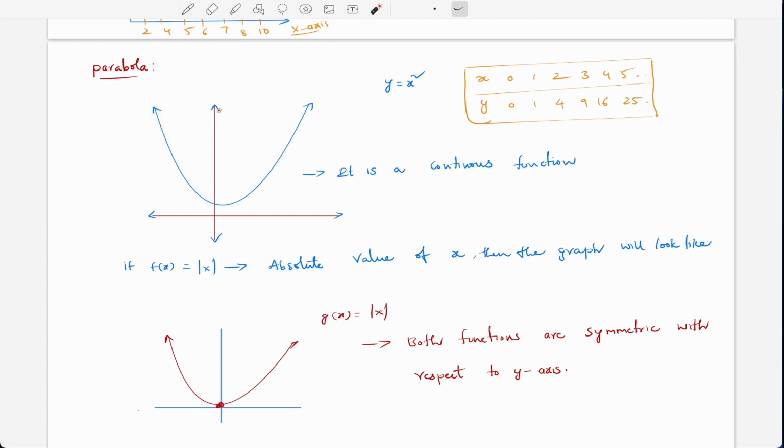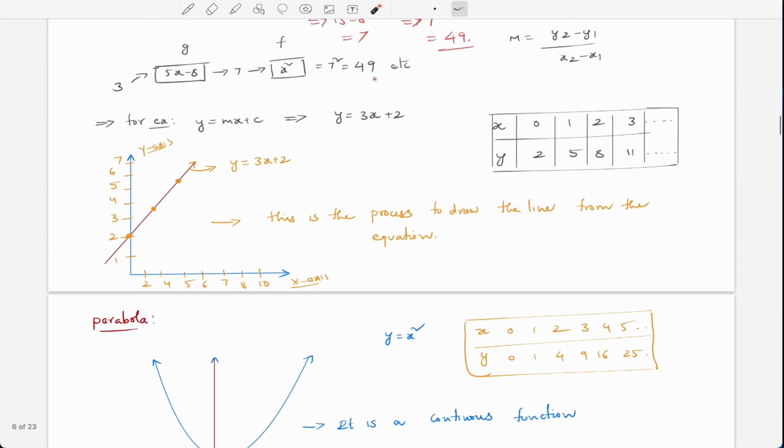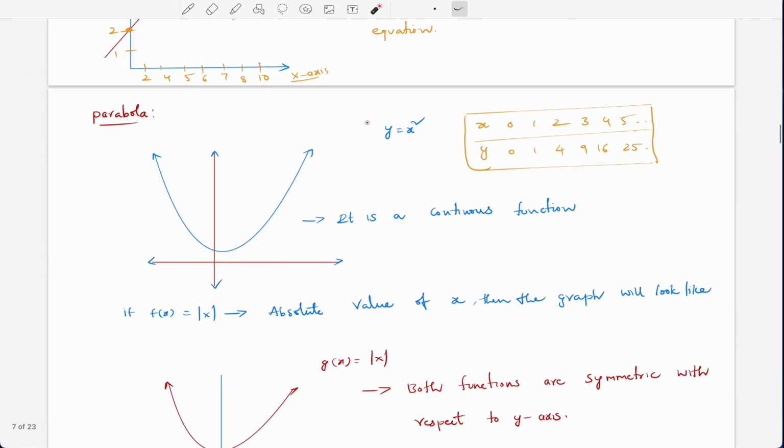example, right? So the parabola is a continuous function. Okay. So if we have y is equal to x square or x cube, whatever it may be, in our example we have y is equal to x square. As in our previous example, we just simply plug in the values, right? We simply plug in these values in this.